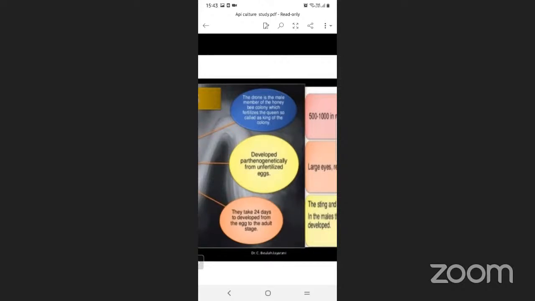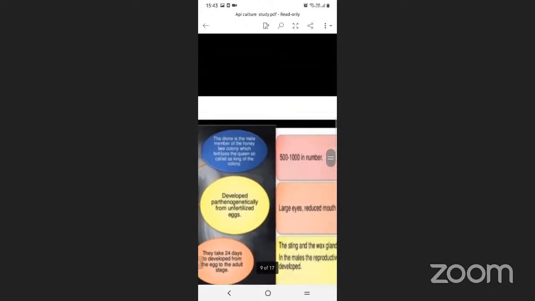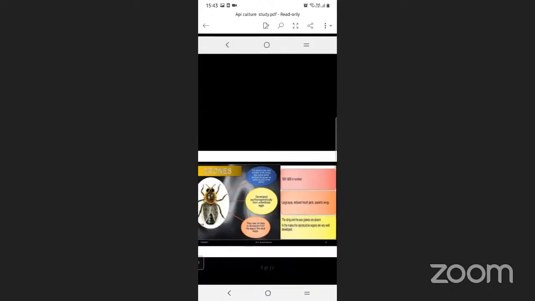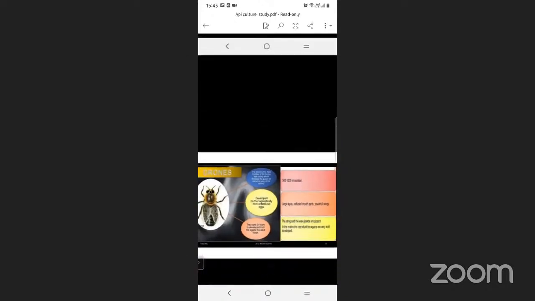so it is called the king of the colony, developed parthenogenetically from unfertilized eggs. So who becomes a worker and who becomes a drone depends upon the fertilization of the egg. From unfertilized eggs, parthenogenetically, these drones come out of the beehive. They take 24 days to develop from the egg to the adult stage, and they number 500 to 1,000.